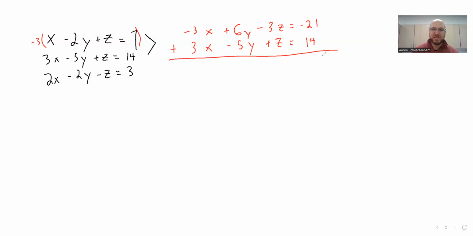So just like I've done elimination in the past, and like we did with 2 variables in 7.1, except this won't give us an answer. So the x's cancel out. Negative 3x plus 3x is 0x or 0. So I'm not going to write it. 6y plus negative 5y is negative y. I intentionally chose negative 3x so I could just add them together and lose the x's. Negative 3z plus z is negative 2z.